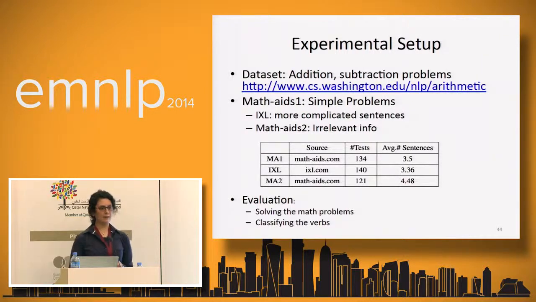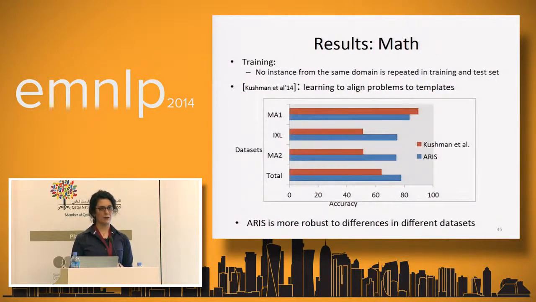To evaluate our method, we downloaded different data sets from different websites. Each data set includes addition and subtraction problems, but they have different characteristics. MA1 is the most straightforward data. IXL has more complicated sentences and also includes a lot of missing information. And MA2 includes a lot of irrelevant information. Then we evaluated our method on 2 tasks of solving word problems and also verb categorization.